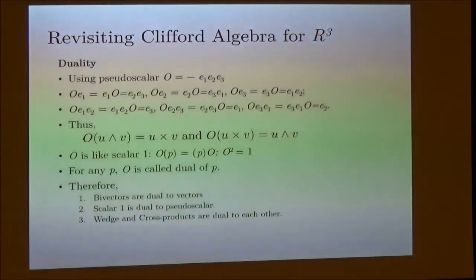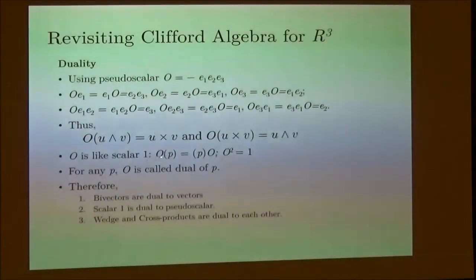So we say that the wedge product and the cross product are now dual to each other. So O behaves like a scalar. It's not exactly a scalar, but it behaves like a scalar because it commutes with any vector, actually. So O times P is equal to P times O. And if you square O, you get 1, which we've seen before. So what we say is that for any P, O is actually dual of P. O is dual to 1, which is a scalar. And if you apply O on itself, you basically get the 1, right?